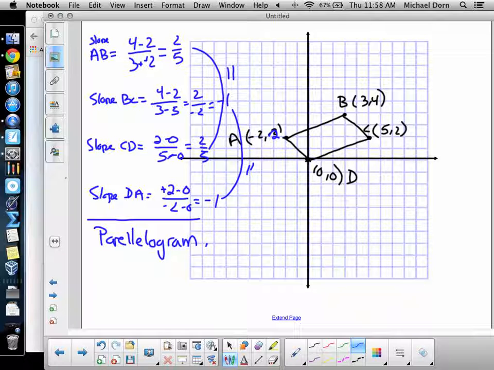What else is that telling me from the slopes? What is it not, based on the slopes? I don't know that yet. It is not a rectangle because consecutive sides are not perpendicular. It's a parallelogram, not a rectangle.